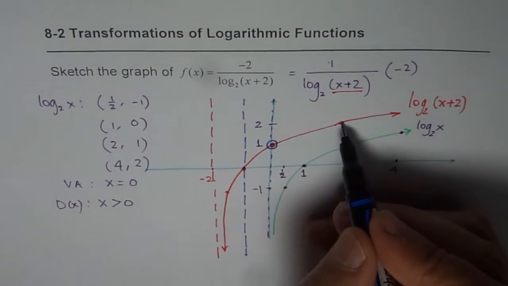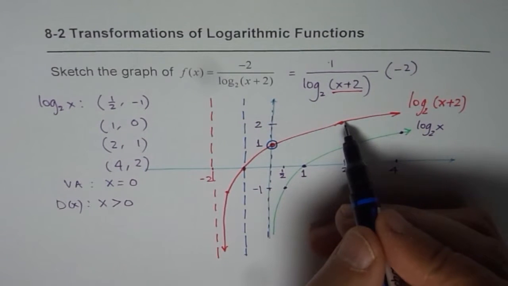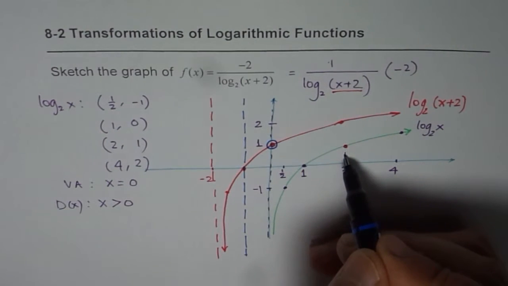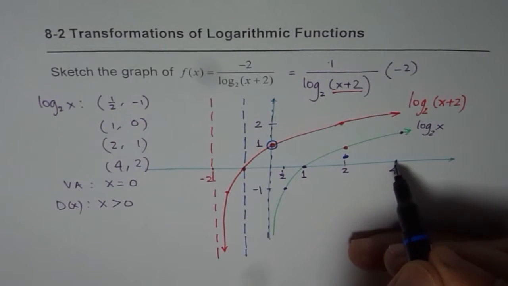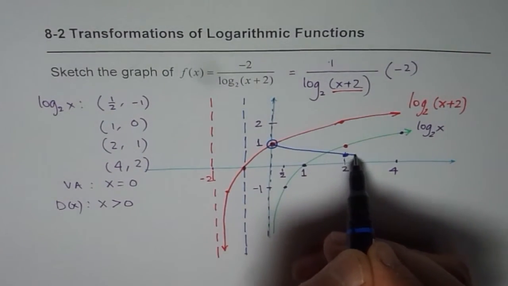And the reciprocal of this, which is 2, becomes 1 over 2, right? Half. So this value of 2 will become half, so it will come somewhere here. And as you approach infinity, you are going to approach 0. So this part here will be kind of like this.